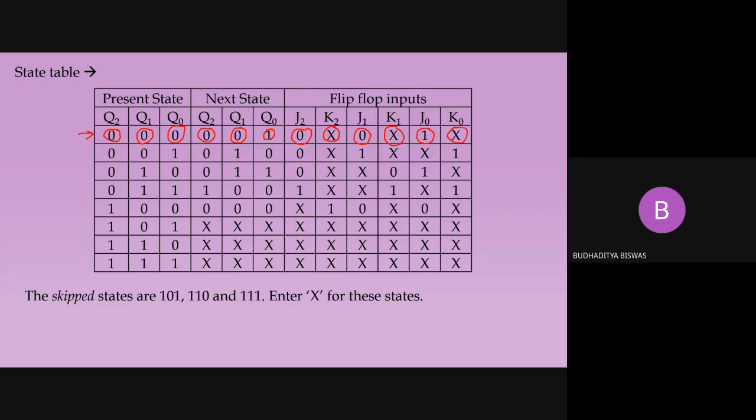Now, I will show the second row, then you can understand the other rows easily. For the second row, Q2 present state is 0, next state is also 0. So that is called the 0 to 0 transition, and you know, for a 0 to 0 transition, it will be 0, don't care.